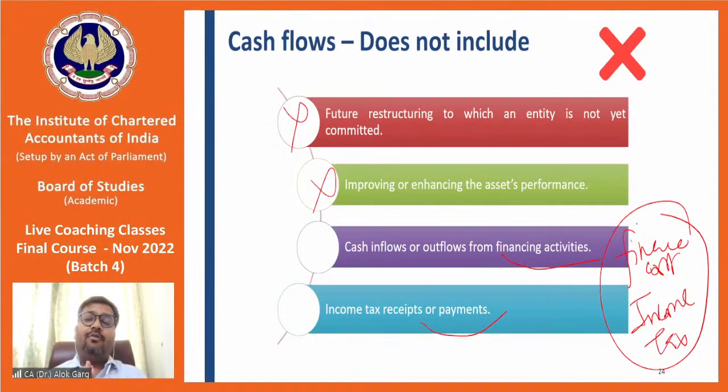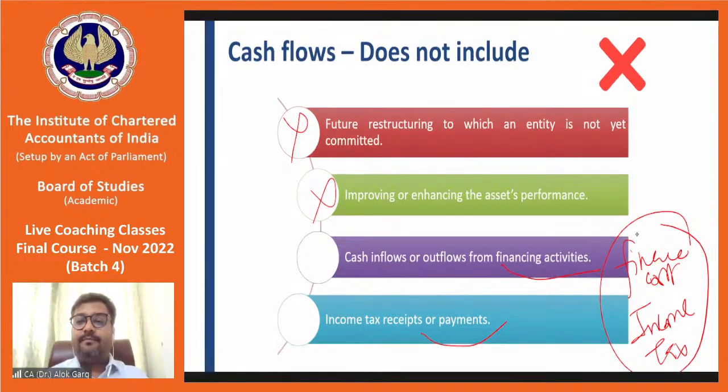So what is not taken into consideration? First of all, what is getting taken into consideration? Cash flow in the current condition of the asset, cash flow from use of the asset, and at the end of the life of the asset is to be taken into consideration. What is not going to be included? First, future restructuring for which an entity is not yet committed. Improving or enhancing the asset performance. Cash inflow or outflow from finance cost or financing activities as well as income tax. I hope it is clear to everyone. Yeah, is it clear?